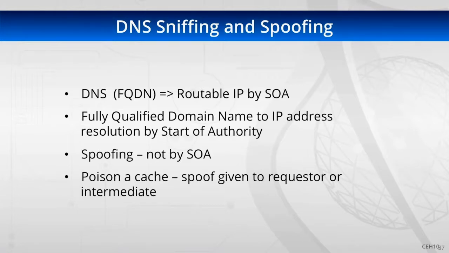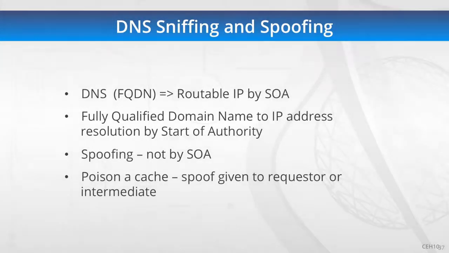What I would like to do is resolve inappropriately. I would like to sniff the DNS traffic. Remember, in DNS, we're trying to match a fully qualified domain name to a routable IP address, and that's done by the start of authority in DNS. What we will do is we will spoof that we are the start of authority. How we will do that is we will convince the party to go through us, and we'll say, oh, this is the resolution. Oh, you want DNS resolution for the start of authority? I'm the start of authority. Here, I'll give that back to you.